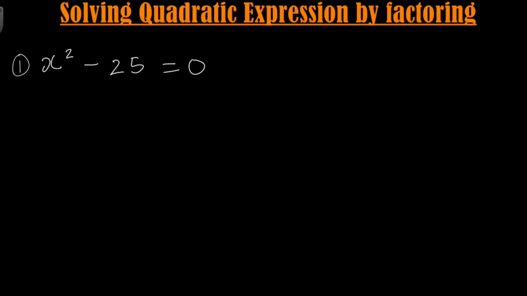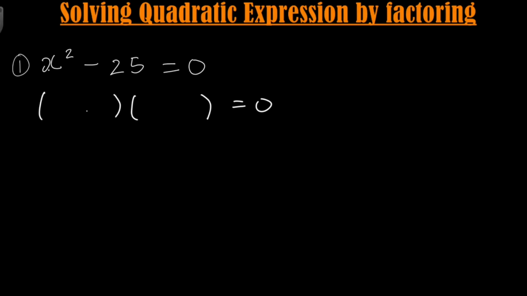So the first quadratic equation that we have right here is x squared minus 25 equal to 0. The first thing that you need to do is to factorize. So even though there are two terms, it's still classified as a quadratic. And how can we factorize these two terms? They don't have anything in common, so we can't factor with a common factor. But we can use difference of two squares.